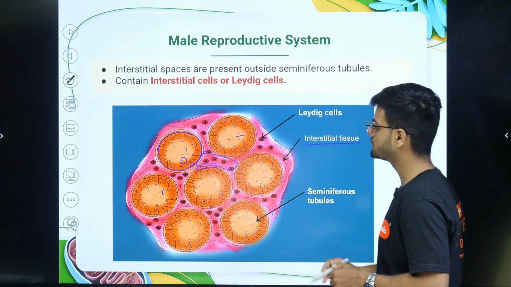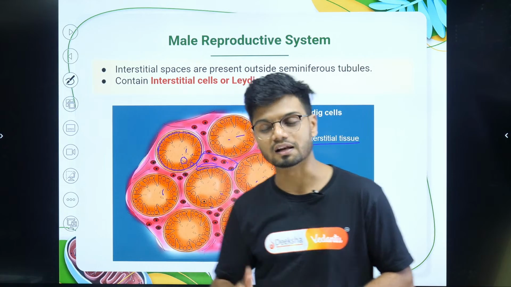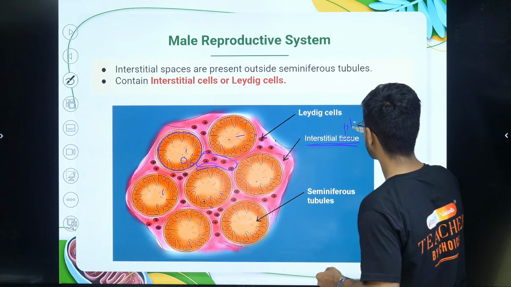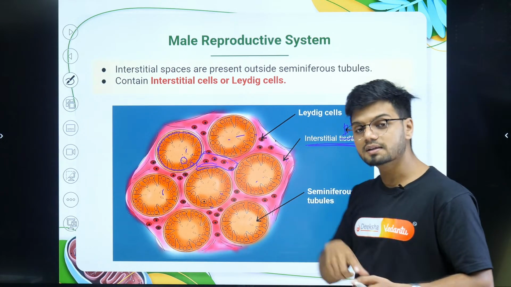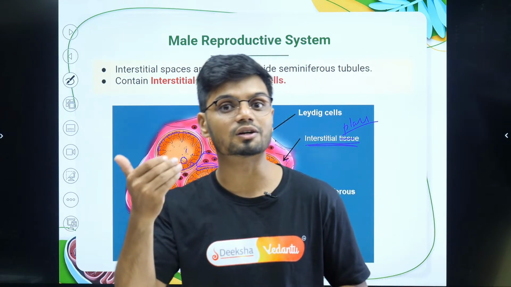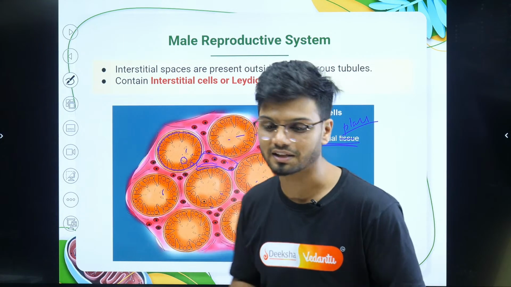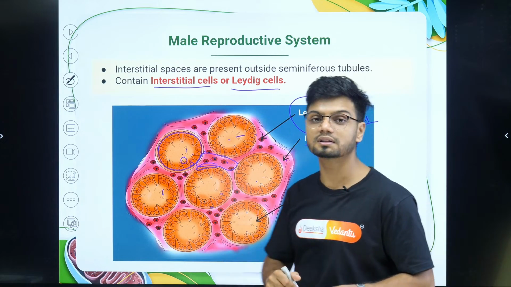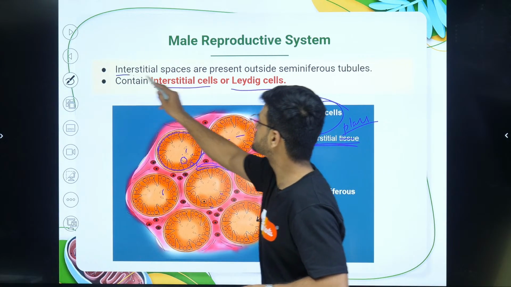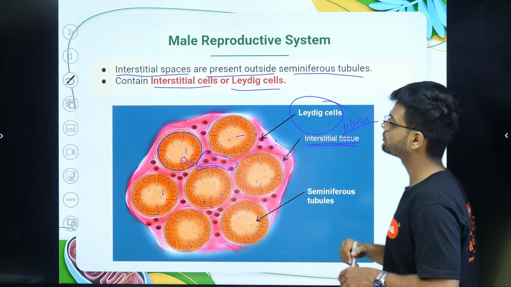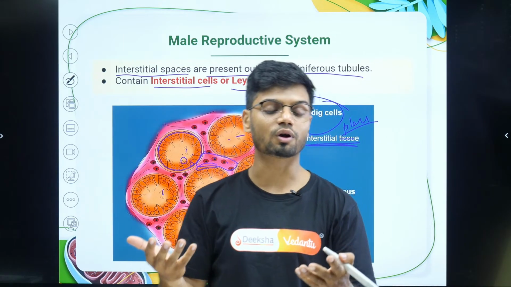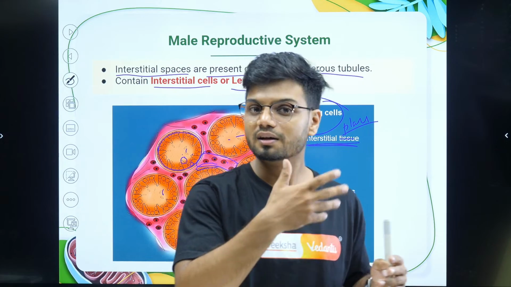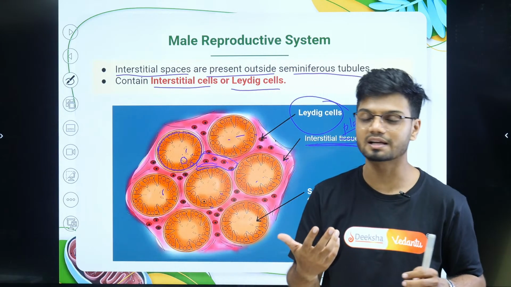Now in this interstitial space you have interstitial cells. Inside the interstitial space you have what? Interstitial cells. What do we call these cells? We call them Leydig cells. So interstitial cells or Leydig cells are found in the interstitial space. The interstitial space is present outside the seminiferous tubules. We call it interstitial space, and in the interstitial space we have interstitial cells. The name of the interstitial cell is Leydig cells.